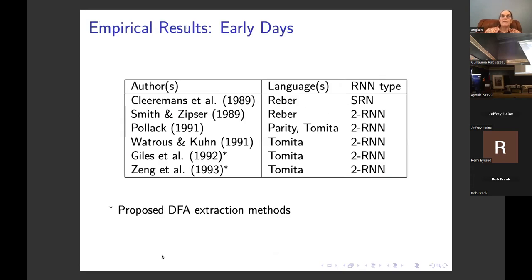So let's do a bit of history. It's not at all comprehensive or complete. The early attempts at having RNNs learn regular languages occurred in the late 80s and early 90s. Listed are some of them here. Most of the RNNs are second order RNNs in this case. And you'll see that there isn't a huge variety of languages that were considered: the Reber grammar, parity, which we've already talked about, and the Tomita languages. The later papers proposed extraction methods for DFAs. So from a trained model, could you extract a DFA? That's quite relevant to the TAYSIR competition in connection with this meeting.